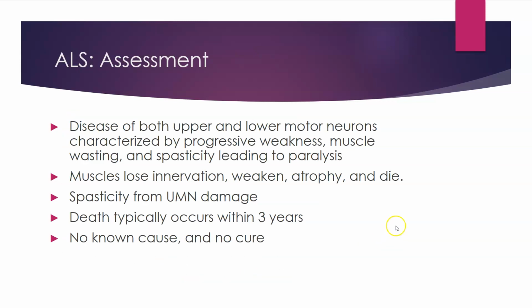Now moving on to ALS. This is a disease of both upper and lower motor neurons, so that distinguishes it a little bit. It is characterized by progressive weakness, muscle wasting, and spasticity, leading into paralysis. The muscles lose their innervation, they weaken, they atrophy, and then they die. Unfortunately, they can get spastic from this, and death will usually occur within 3 years of an initial diagnosis. Unfortunately, we don't know what's causing this, and we don't have a great cure for this yet.